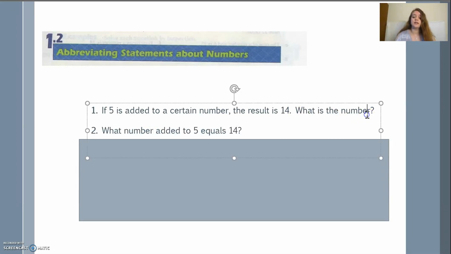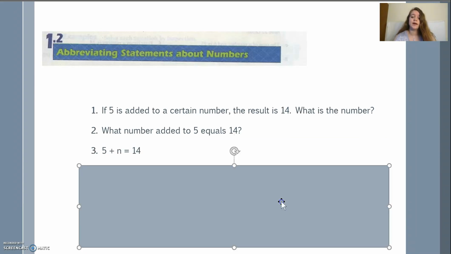What number is added to 5, what number added to 5 equals 14? This is a shorter method of stating the problem, still using words. Then we have 5 plus n equals 14. This is the briefest way of stating the problem.